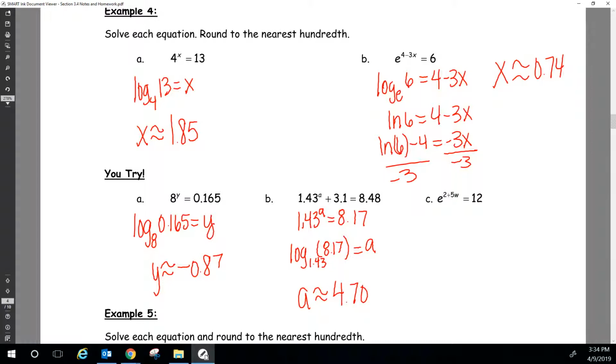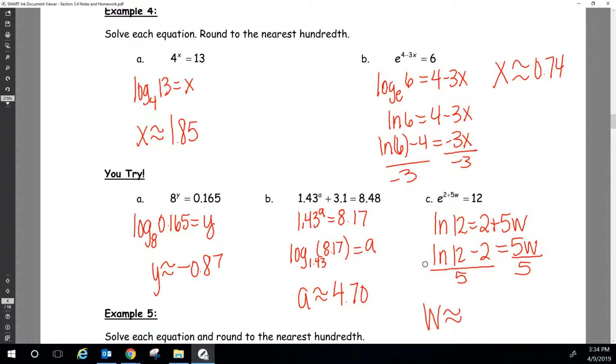And then finally, this is log base e, or natural log of 12 is equal to the exponent, which is 2 plus 5w. Subtract that 2, so natural log of 12 minus 2 would be 5w. Finally, to get w by itself, we divide by 5. So what you put into your calculator is natural log of 12 minus 2 divided by 5, and that's 0.10. And that's it for example number 4.